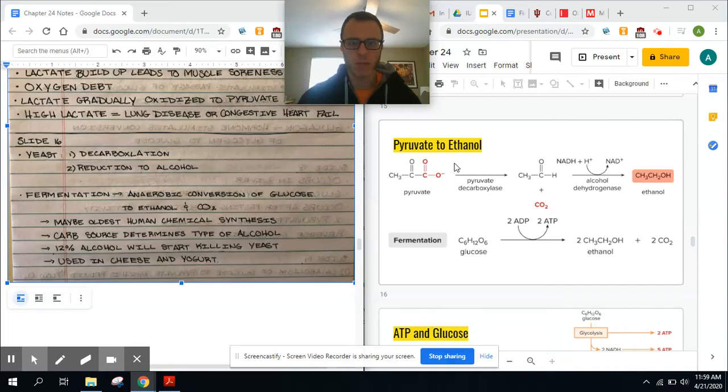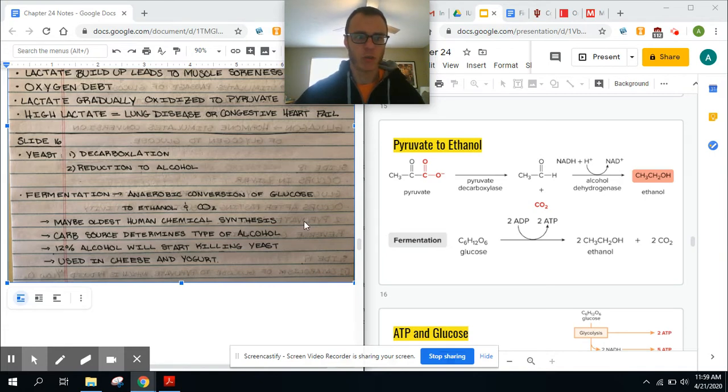All right, guys, what happens to pyruvate when it goes to ethanol? Well, what we get is a decarboxylation, so we remove CO2, and then we get a reduction to ethanol. This is what fermentation is. It's anaerobic conversion of glucose to ethanol and CO2. This is like the oldest chemical reaction we've been doing on purpose that humanity has.